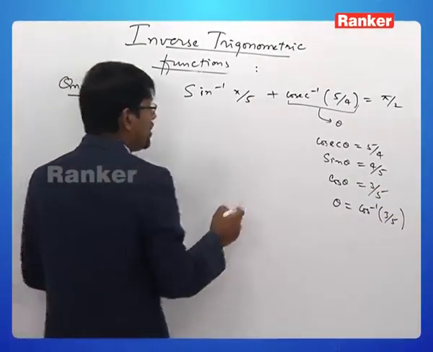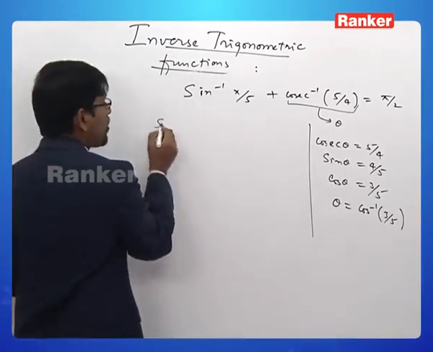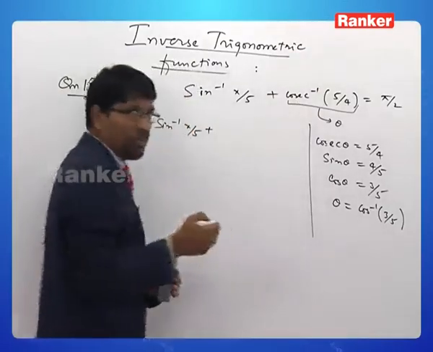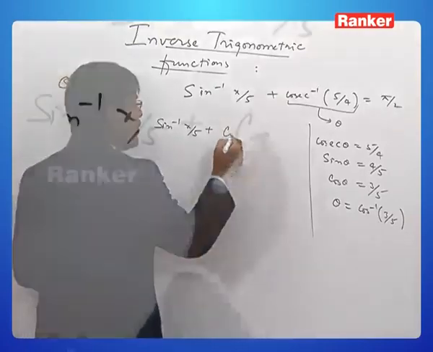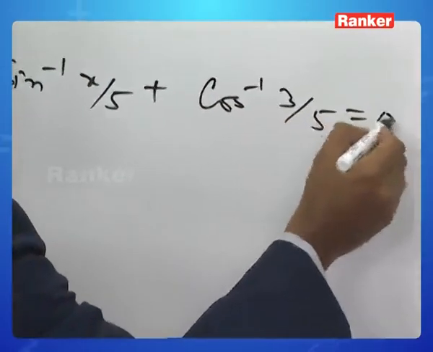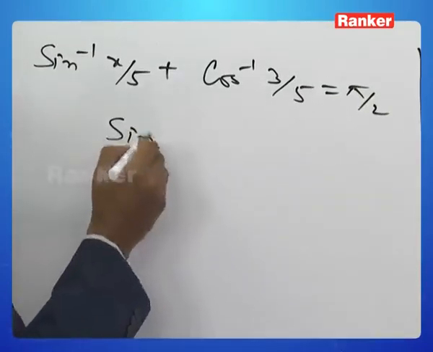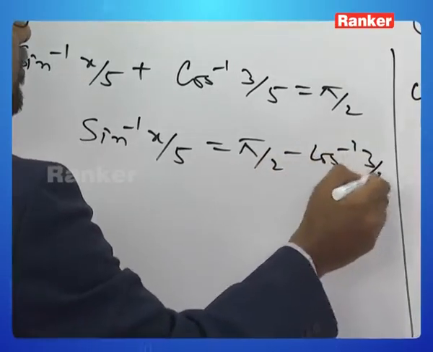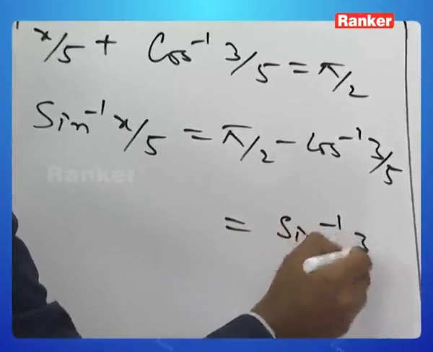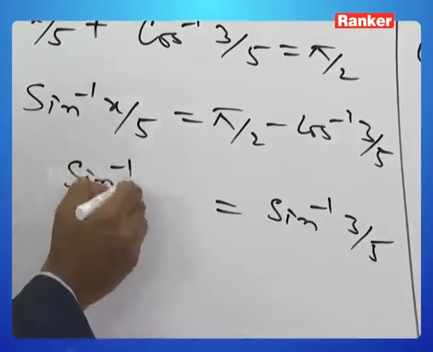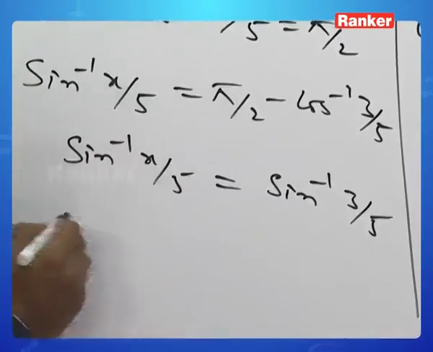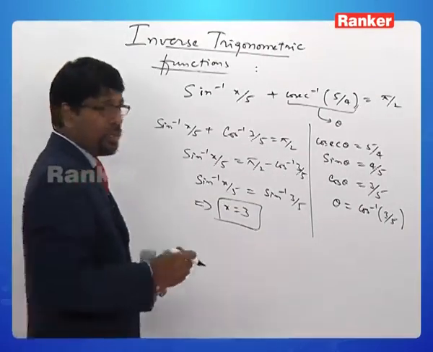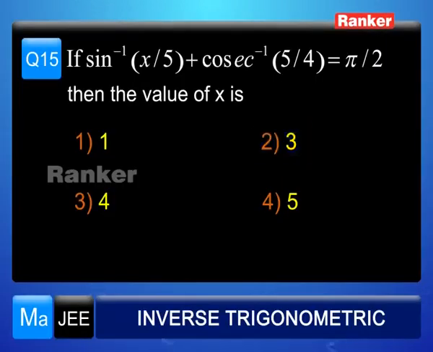Now it's very clear that the equation is turning into this form: sine inverse of x by 5 plus cos inverse of 3 by 5, replacing the cosecant inverse, is equal to pi by 2. So sine inverse of x by 5 is equal to pi by 2 minus cos inverse of 3 by 5. That is nothing but sine inverse of 3 by 5. So sine inverse of x by 5 is equal to sine inverse of 3 by 5. That gives me x equal to 3. Therefore, option 2 is the right answer.